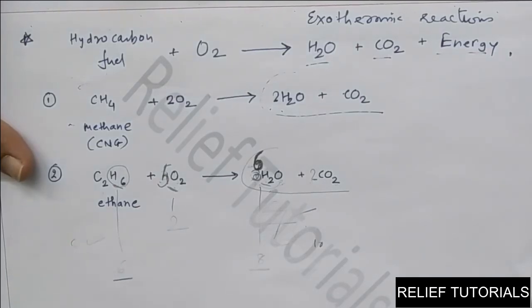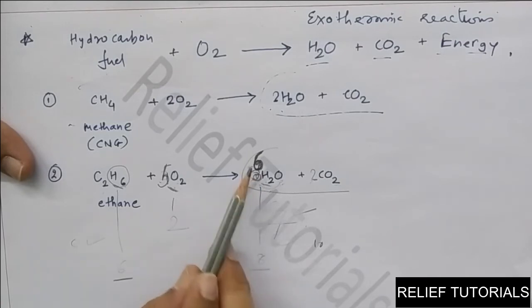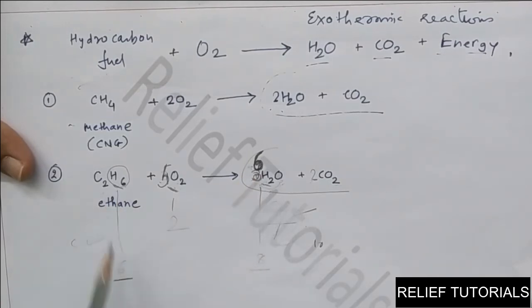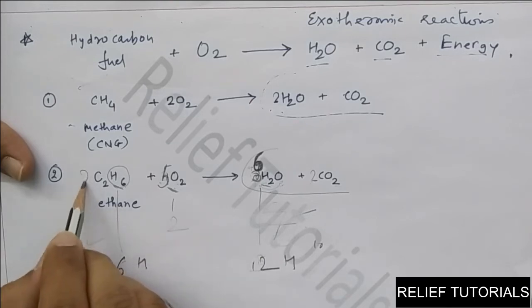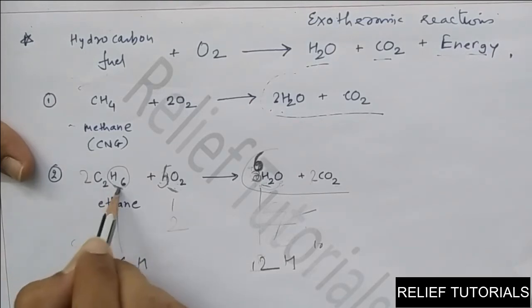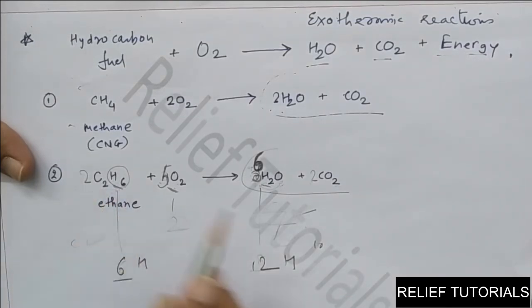At the same time, one more problem arises. Hydrogen, 6 2s are 12 and here is 6. So here is 12 hydrogen and 6 hydrogen. Can you balance it? Yes, because 6 2s are 12. So if you write 2 here, hydrogen will be balanced. 6 2s are 12, 6 2s are 12. Done.